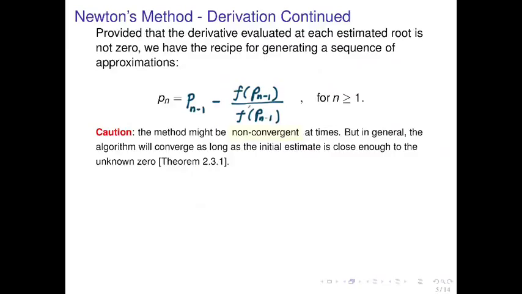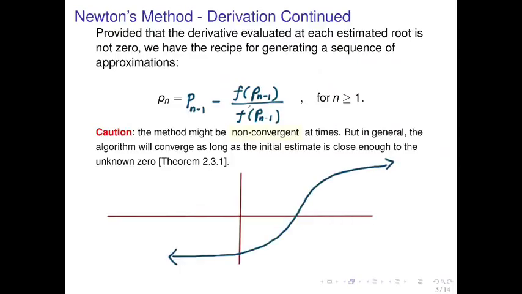The natural question to ask yourself is whether or not this method would always provide a convergent result. It turns out that the method might be non-convergent at times, but in general, if you choose an initial root to be as close to the desired root as possible, then the algorithm would converge. Here's an example of something that might not be convergent, something that is flat.